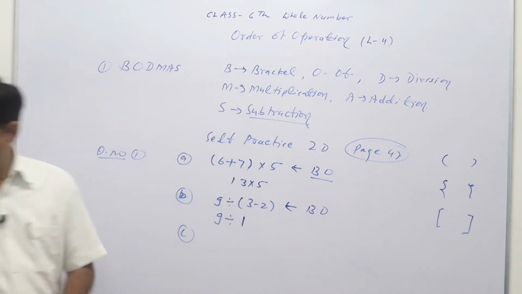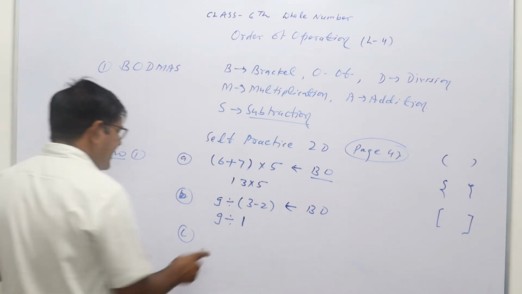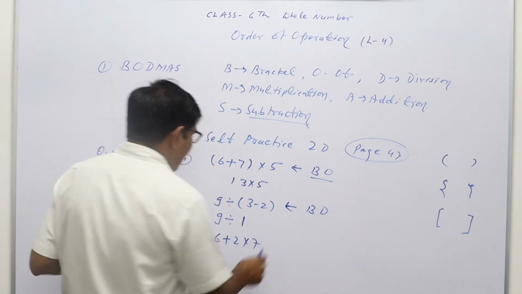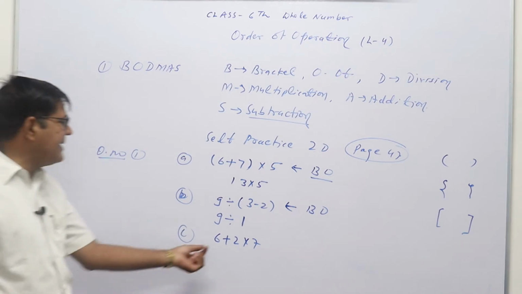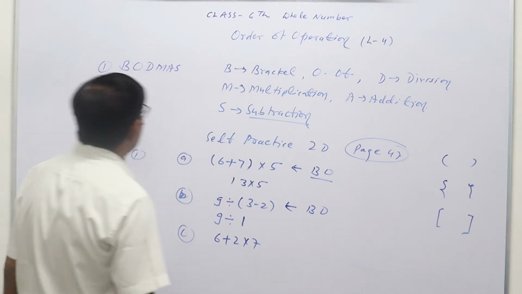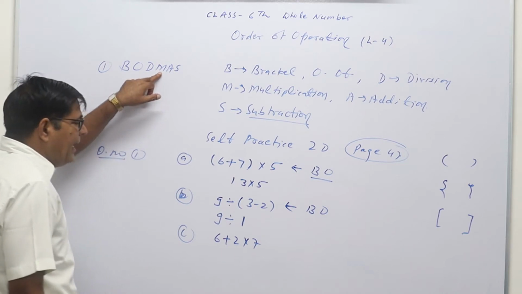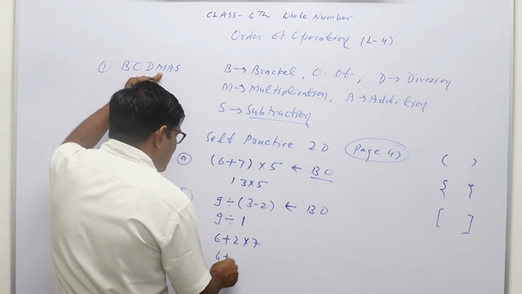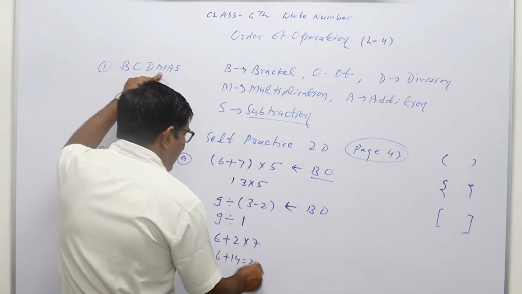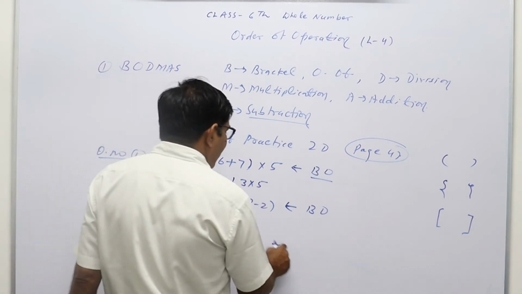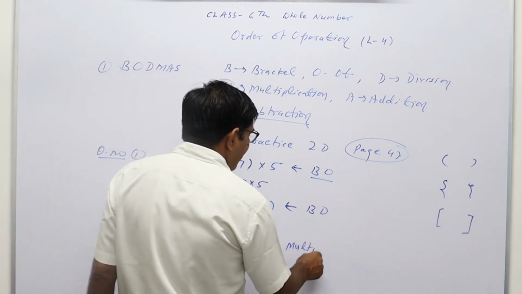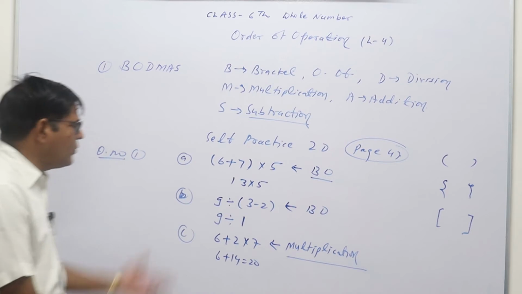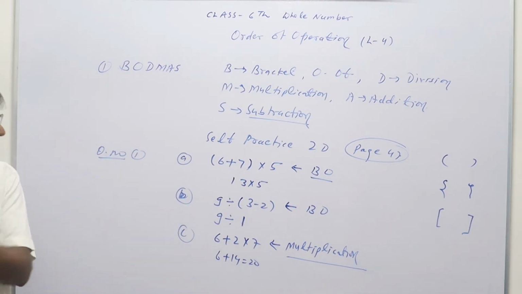Then C. Next question is 6 plus 2 into 7. So there are two operations, one is addition and one is multiplication. So multiplication first, we will multiply 7 multiplied by 2, that is 14, so 6 plus 14 will be 20. So which operation are we using first? Multiplication. So the first operation we will use to solve this expression is multiplication.